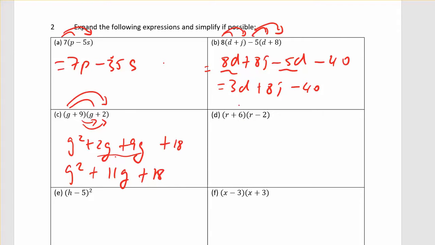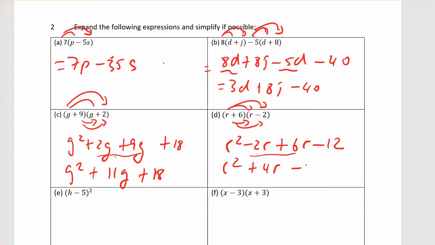Here, we've got a rainbow again. So R times R is R squared. R times negative 2 is negative 2R. 6 times R is 6R. 6 times negative 2 is negative 12. Okay, I combine these R's together. Negative 2 plus 6 is positive 4R minus 12, and you're done.